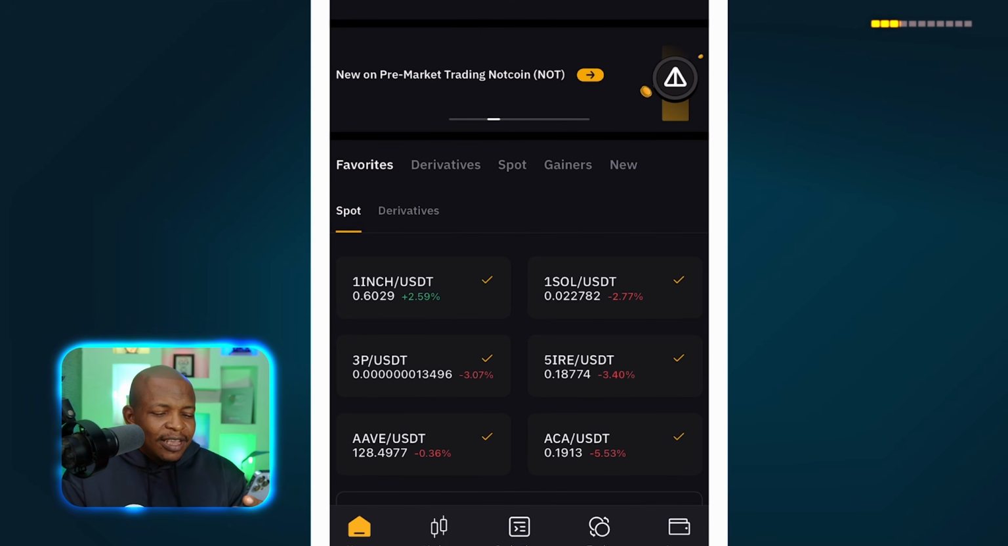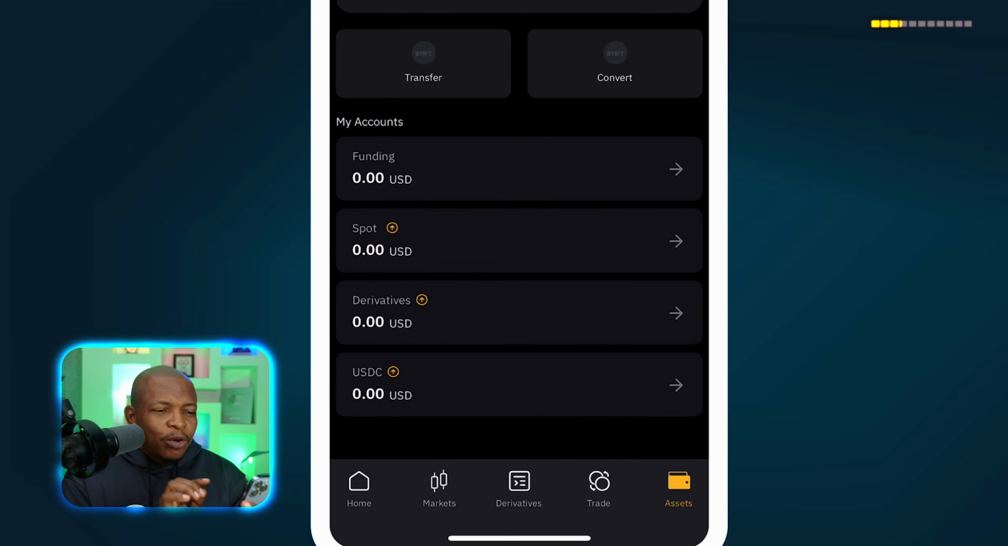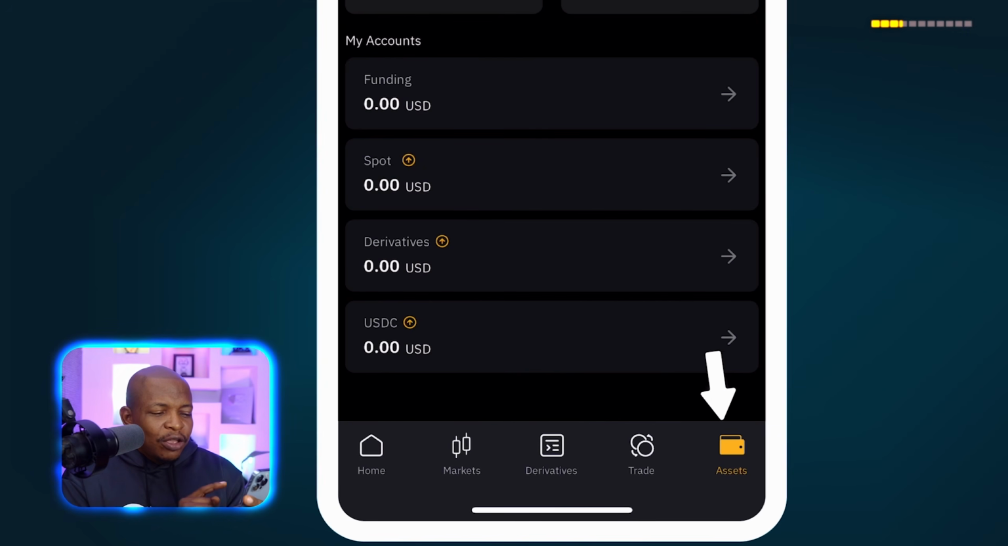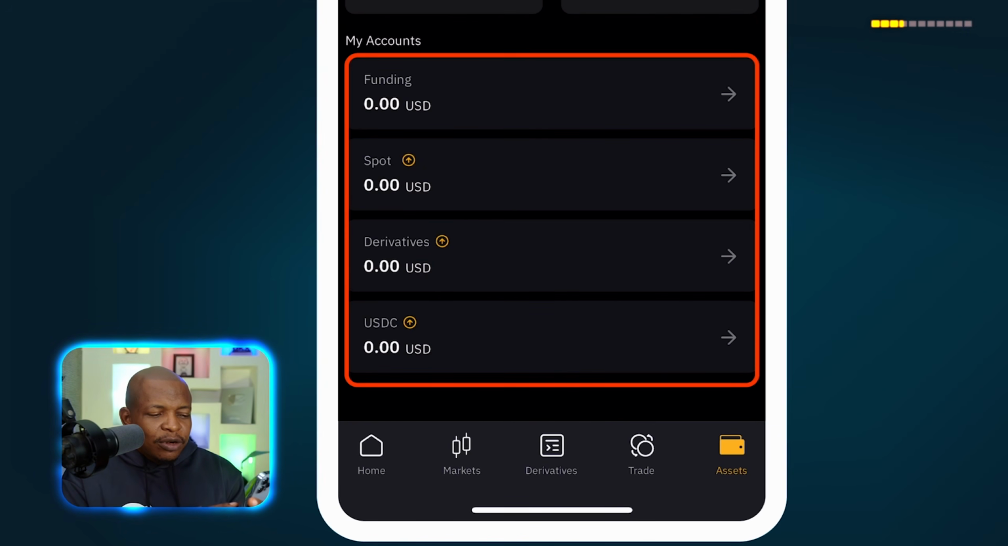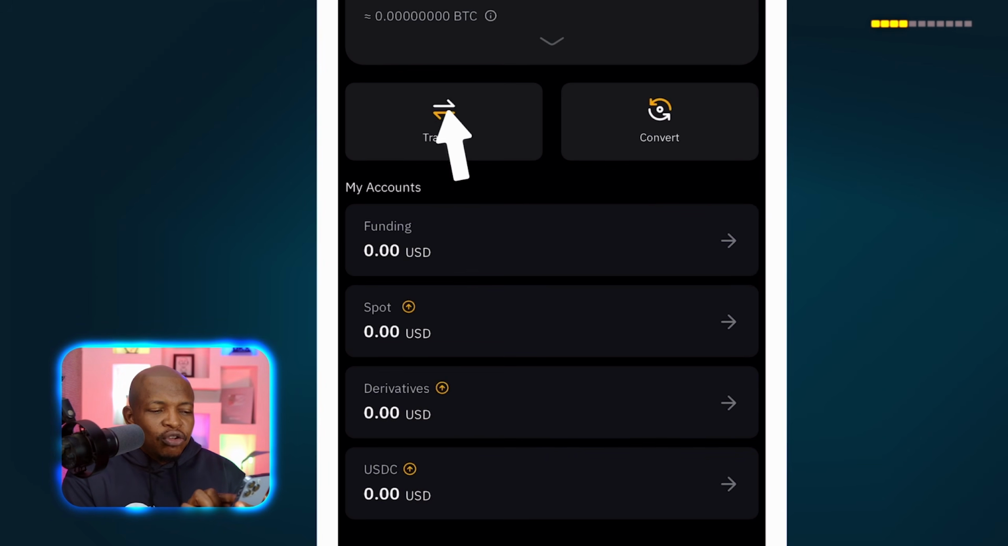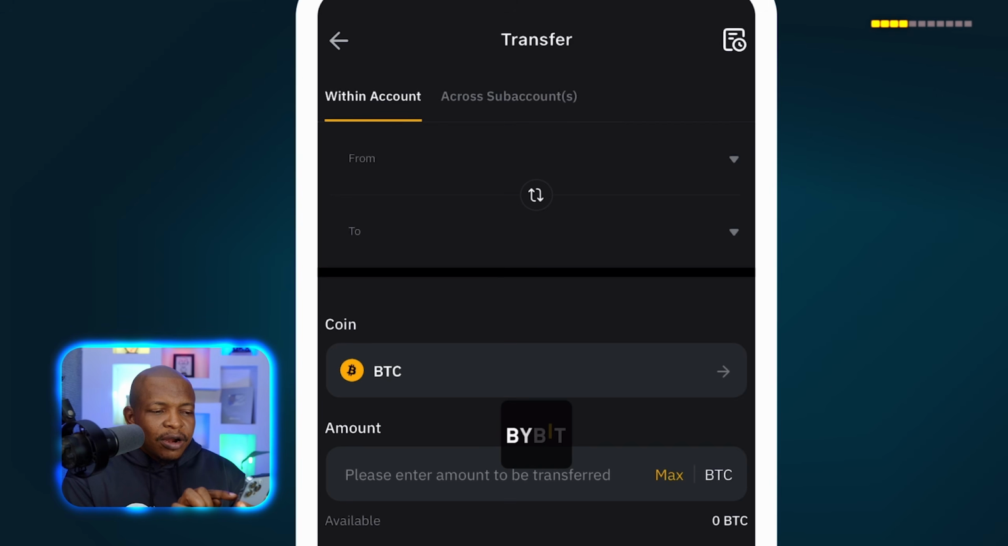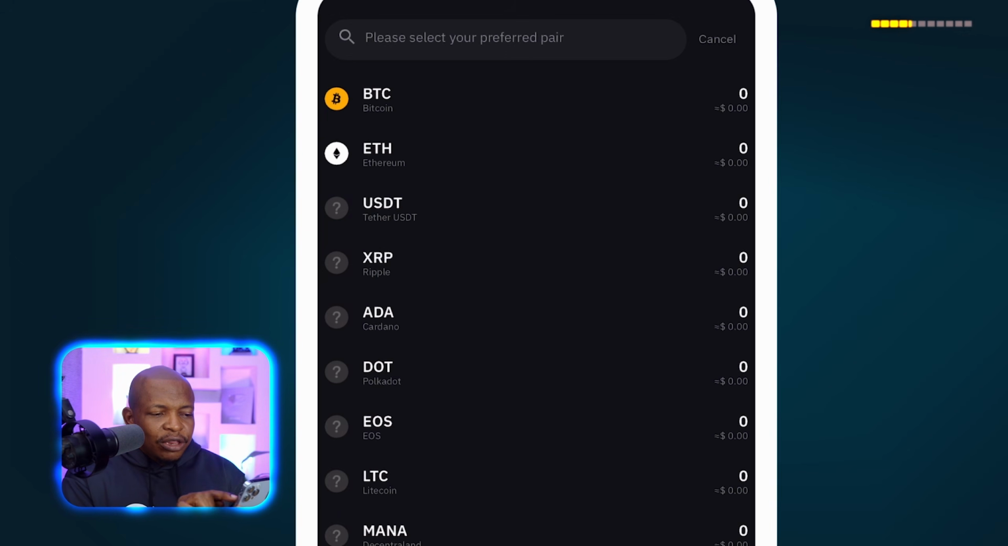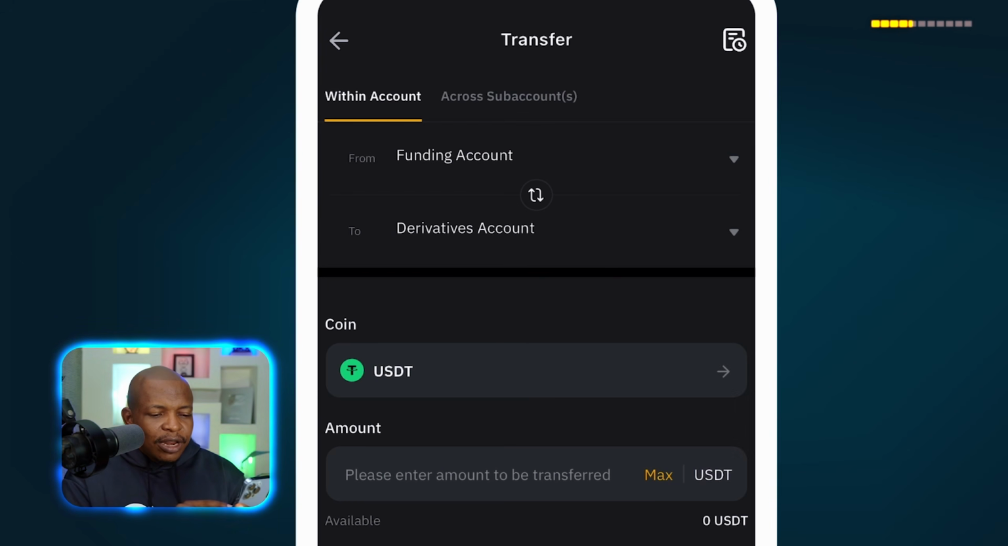Now, this is actually a sub account I created for this particular video. If you go to the assets section, you have funding, spot, and derivative. When you fund your account, the money will be in the funding. So to get to derivative here, you have to use this transfer to transfer the money from funding. You change this to derivative, then select the coin, usually USDT, and you click on it and confirm, and the money will move to your derivative account. This is the money used in trading futures.